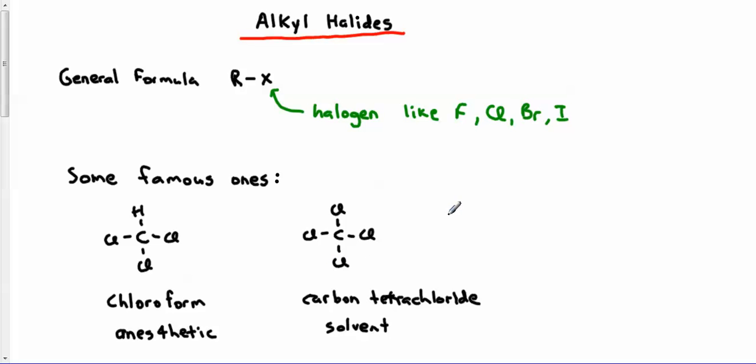Okay, let's talk about alkyl halides. They have the general formula RX. R, we talked before, is any hydrocarbon chain. X is a halogen like F, Cl, Br, or I, second last column of the periodic table.